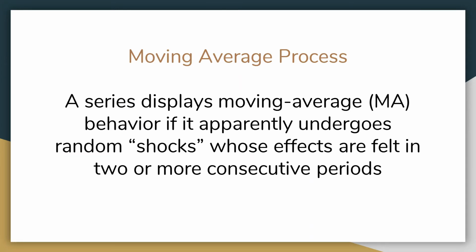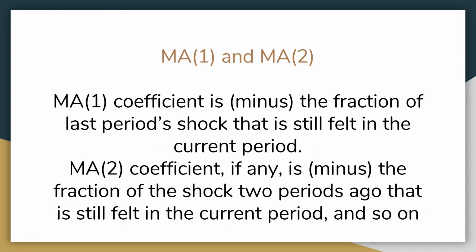A series displays moving average behavior if it apparently undergoes random shocks whose effects are felt in 2 or more consecutive periods. Now, the MA1 coefficient is minus the fraction of last period's shock that is still felt in the current period. And the MA2 coefficient, if any, is minus the fraction of the shock of 2 periods ago that is still felt in the current period, and so on.